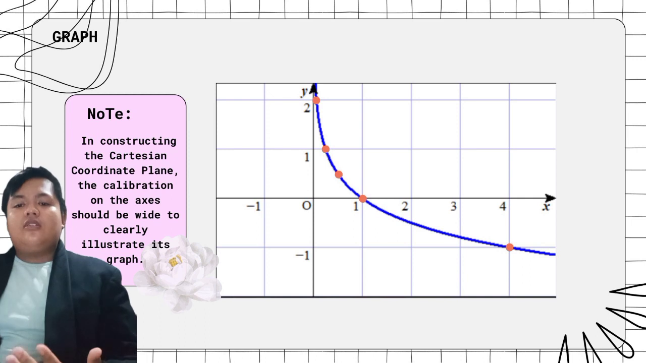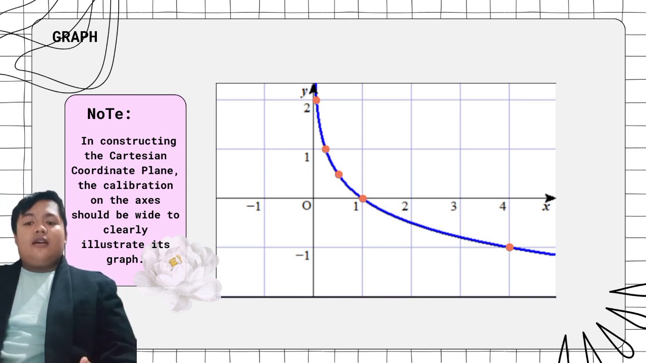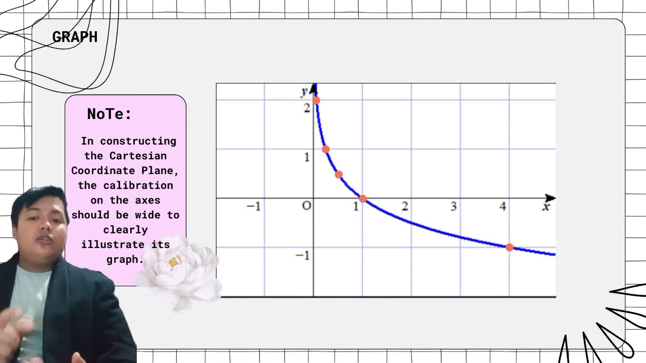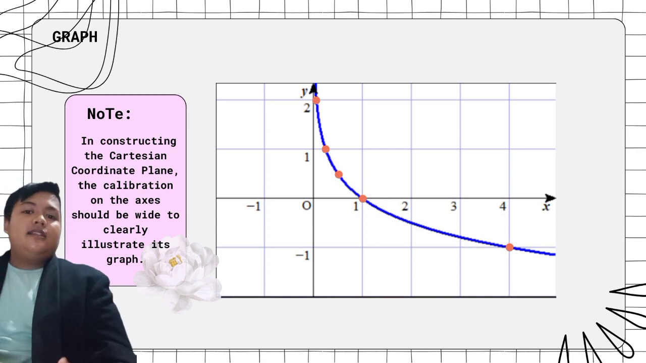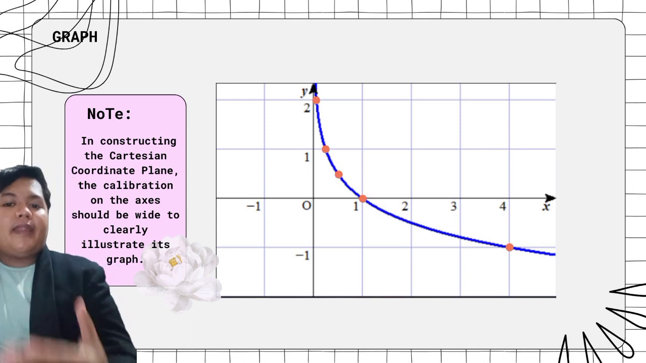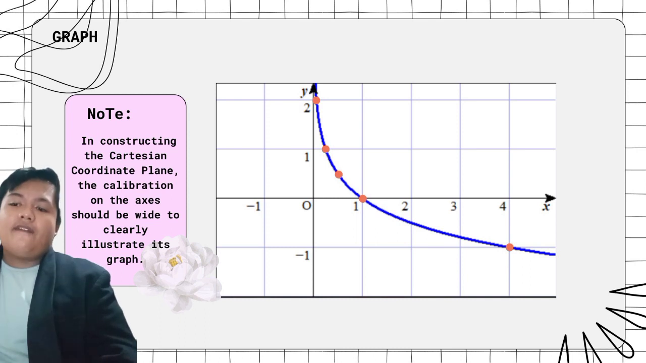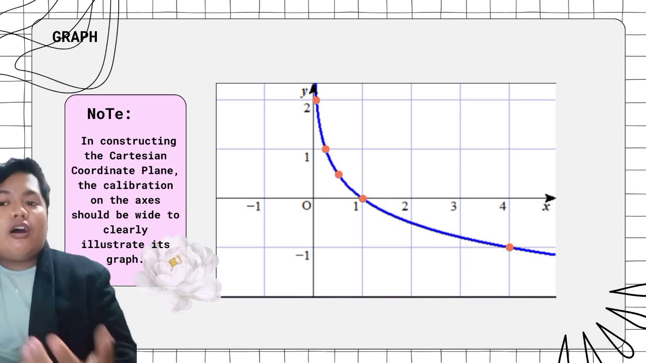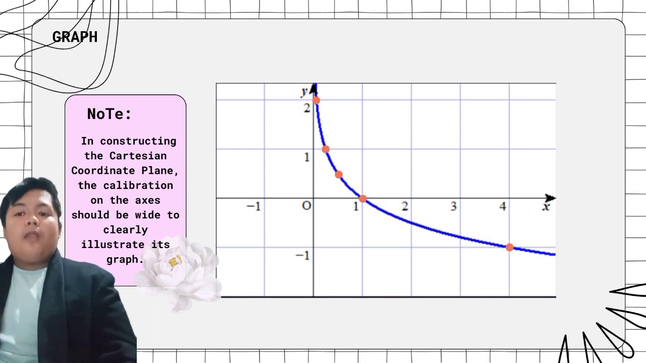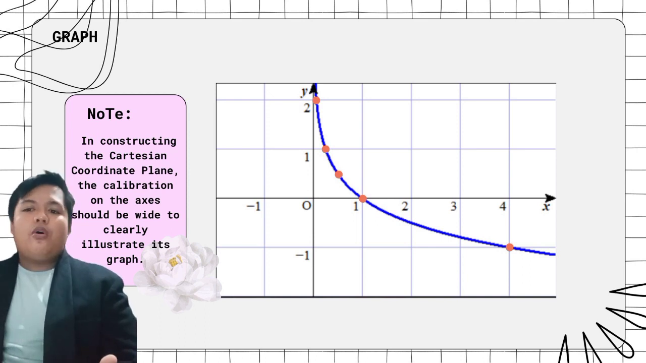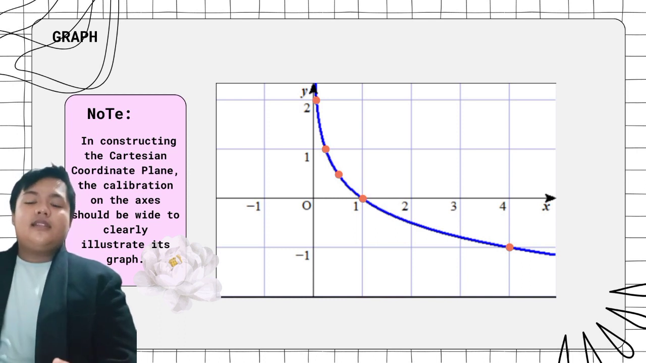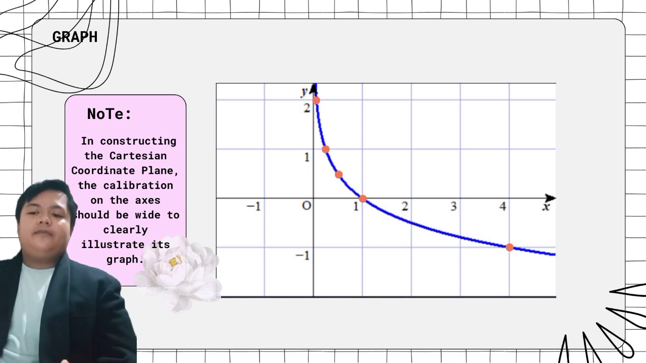So, dito, same lang doon sa nauna. Para sa procedure, ipa-plot mo. Take note, in constructing the Cartesian coordinate plane, the calibration of the axis should be wide to clearly illustrate its graph. So, yan. Nakikita nyo yan, mga orange dot. Yan yung mga plot, yung mga point. Tapos, dapat smooth yung pagka-trace mo dun sa mga ano.